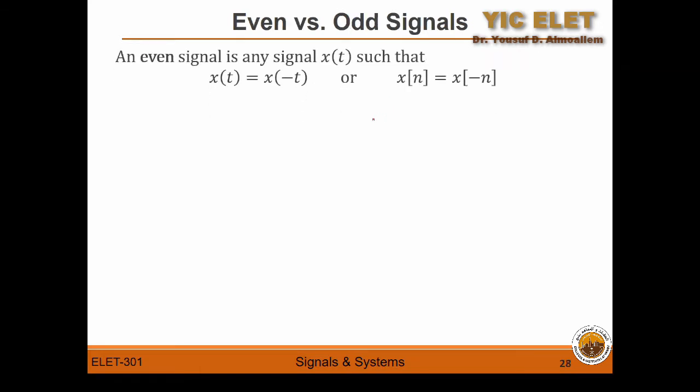Moving to even versus odd signals. So an even signal is any signal such that x of t is equal to x of minus t. This is in continuous, and in discrete, x of n is equal to x of minus n.